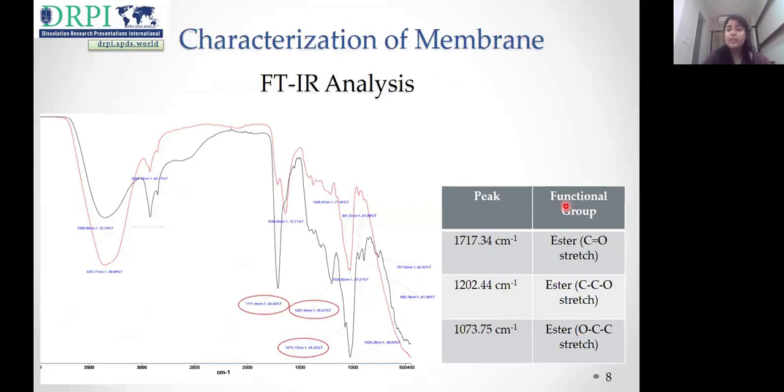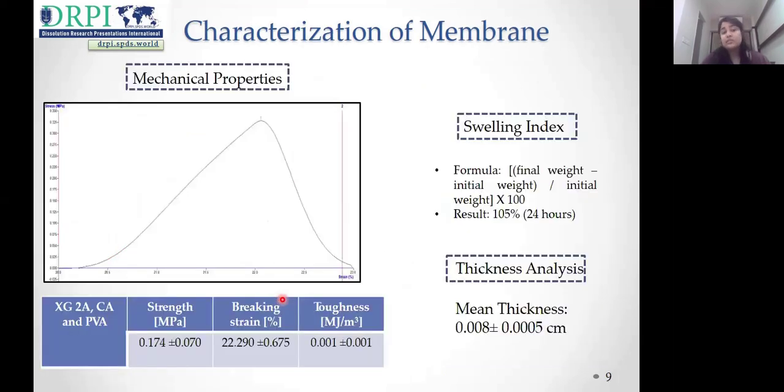Next, the characterization of the membrane was done, first using FTIR analysis. In the FTIR analysis, we could see the ester peaks confirming that the cross-linking was actually done. Next, the characterization was done based on mechanical properties. For the film, toughness and strength are very important since it will be used in cell culture. And the film containing the plasticizer showed very high strength and toughness.